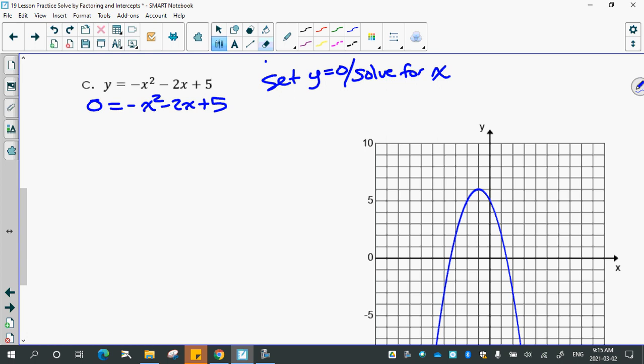All right, since we're equal to 0, I like to have a positive number in front of my x squared when I'm deciding whether something can be factored or not. So rather than just switching sides, I'm going to switch all the signs. So I'm going to add x squared to both sides, add 2x to both sides, and subtract 5 from both sides, so that I end up with x squared plus 2x minus 5 equals 0. Okay, so still going to have the same solutions, but I have a positive number in front of my x squared.